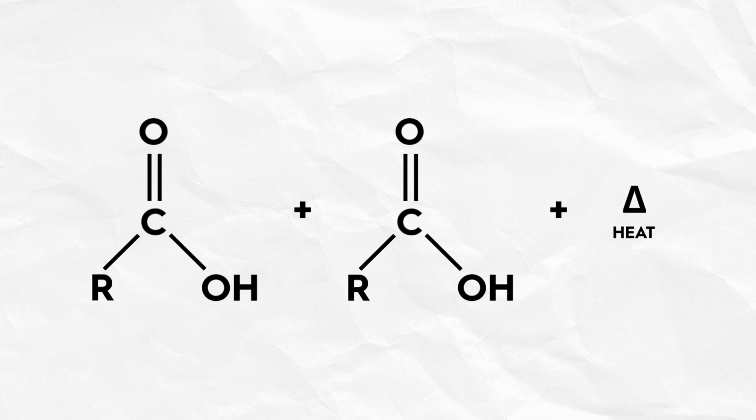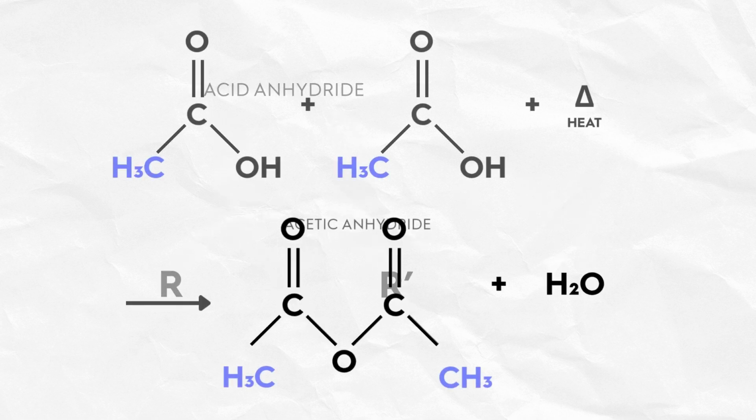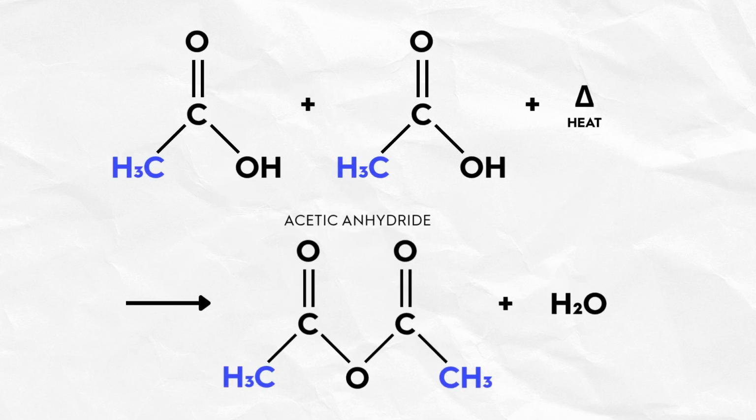On the other hand, two carboxylic acids can condense under strong heat to make an acid anhydride and water. With acetic acid, high temperature can drive formation of acetic anhydride. In day-to-day synthesis, though, many anhydrides are made more easily from an acid chloride. We'll see that route next.